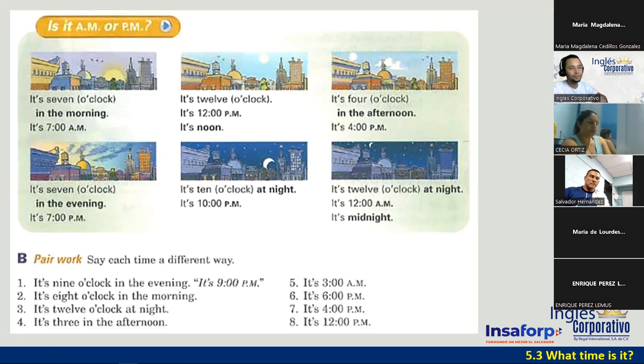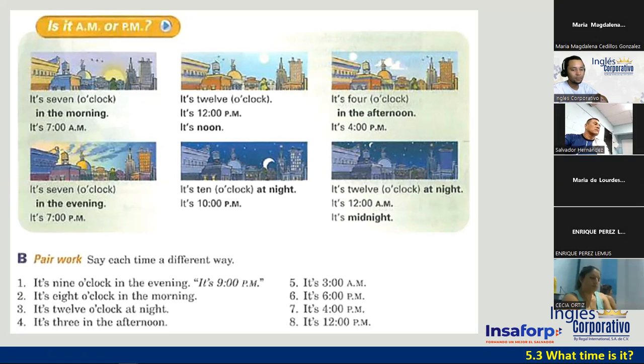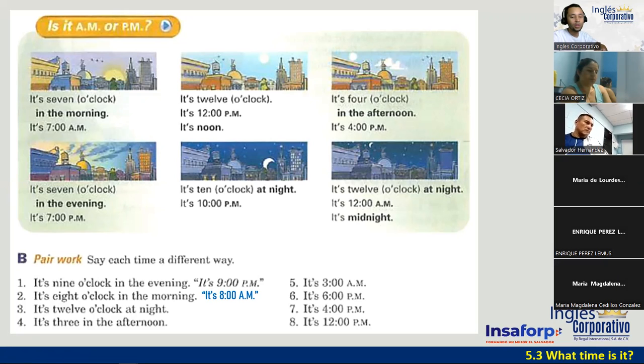Maria Magdalena. It is 8 a.m. It's 8 a.m., okay? Okay, thank you, Maria Magdalena. That's correct. Very good. The next one. It's 12 o'clock at night.